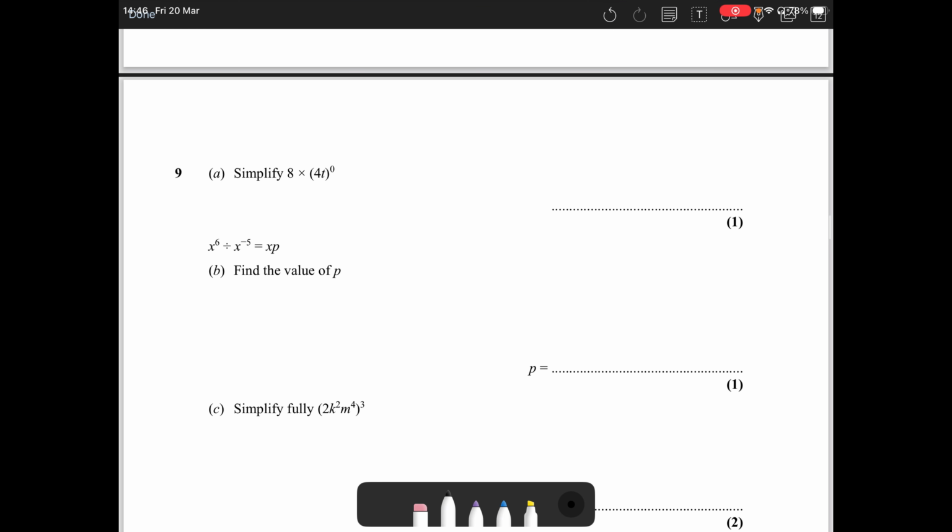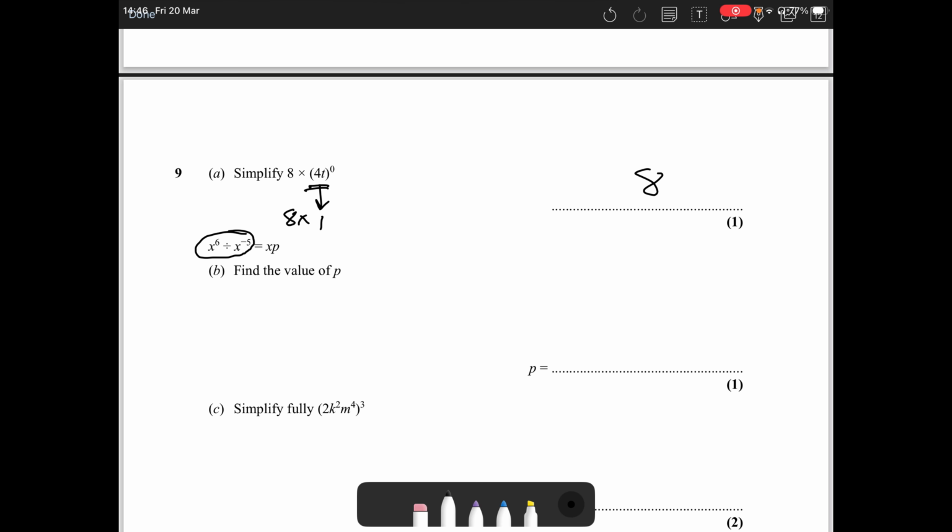Maybe on number 9, simplify. Now, anything to the power of 0, and be careful, it isn't going to be 4 because the 4 is also within the brackets. So all of that to 0 is 1. The 4 becomes a 1 as well. So 8 times 1 is 8, is that one.